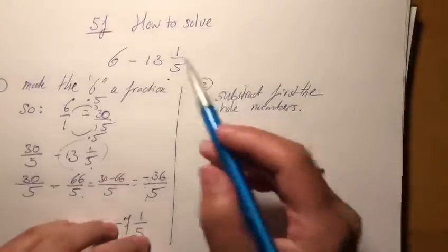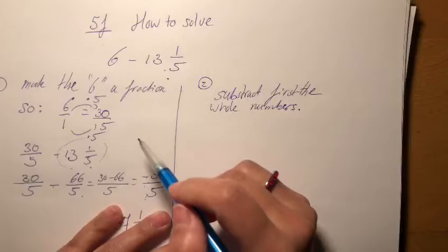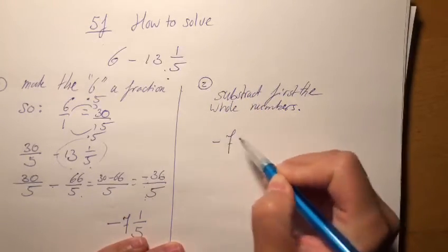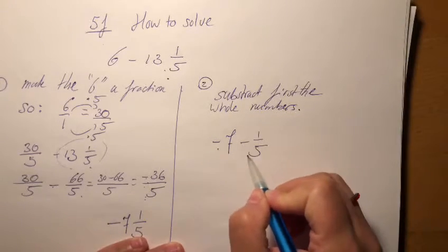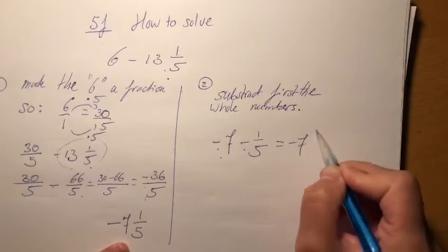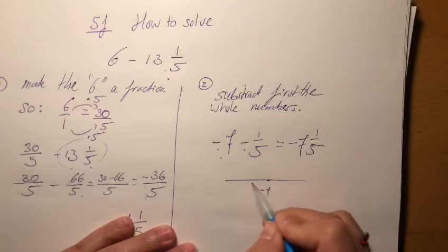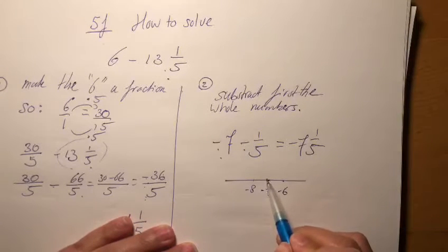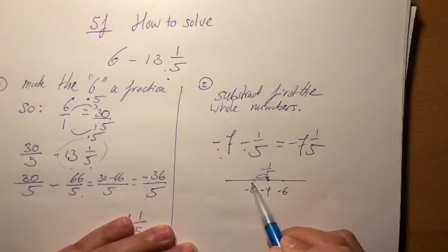Okay, let's do that. 6 minus 13 will give me negative 7. Now we need to do negative 7 minus 1 out of 5. So it's negative 7 minus 1 out of 5 gives me indeed negative 7 and 1 out of 5. If you don't believe me, you can draw a line with negative numbers, and when you subtract from the negative 7 minus 1 out of 5, it gets even more negative.